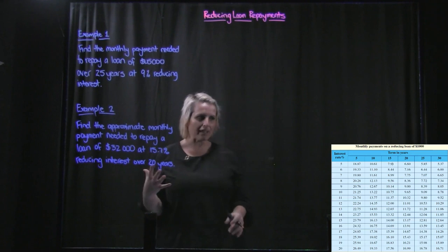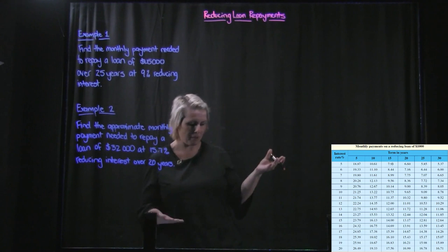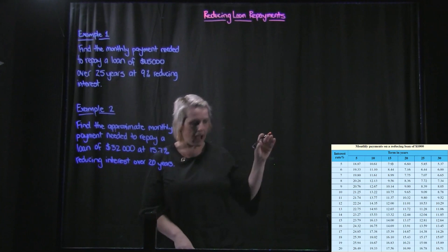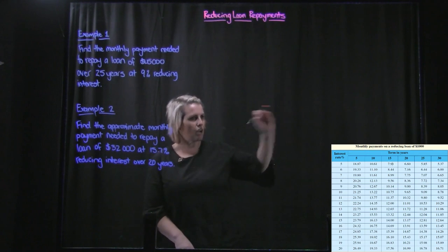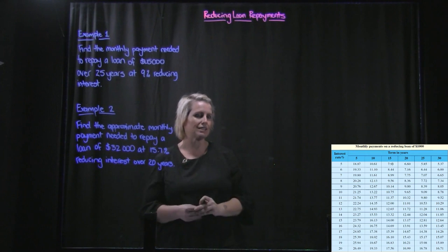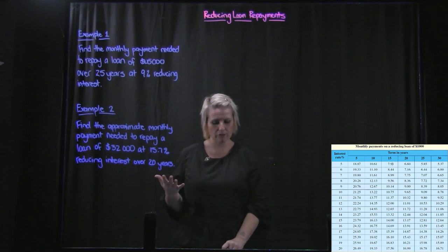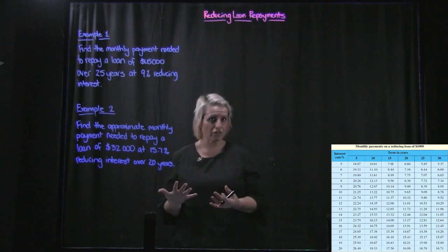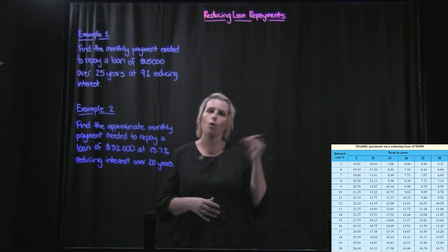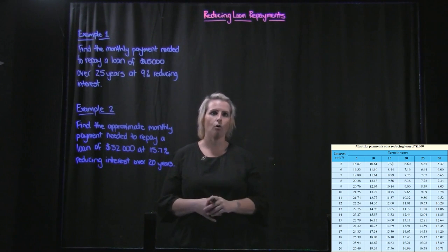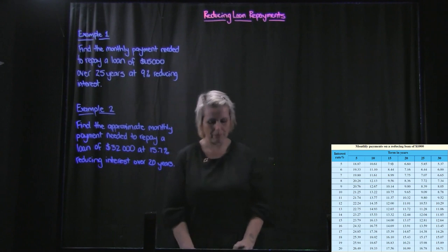Basically, we use that table to work out the minimum monthly payments on a reducing loan at a particular interest rate. You can see the interest rates down the side, and along the top you can see a certain number of years. Because our reducing interest loans are approximations using the table, for our final answer we always round up to the nearest whole number. Again, just because we're making approximations.